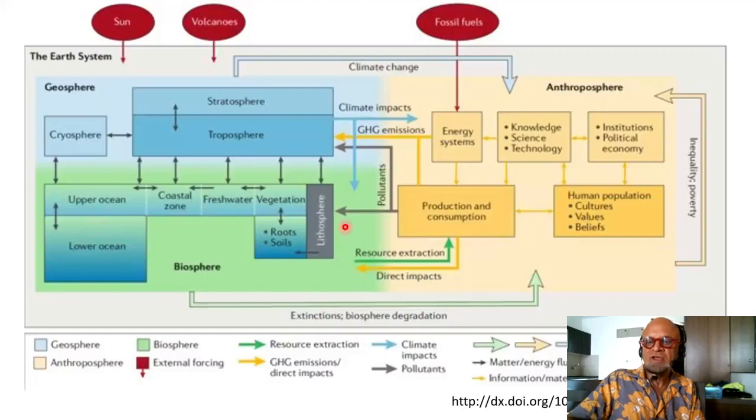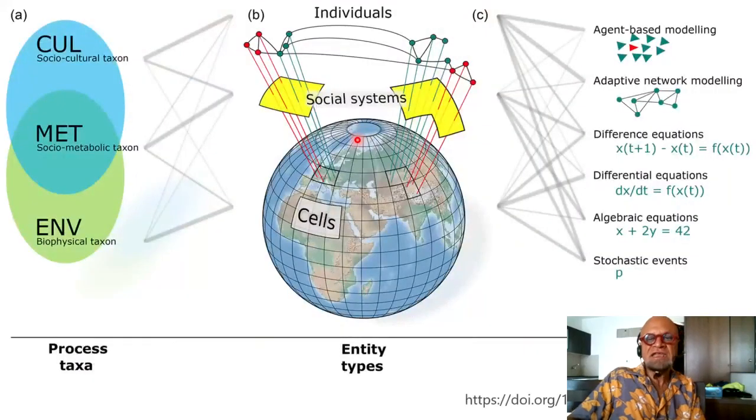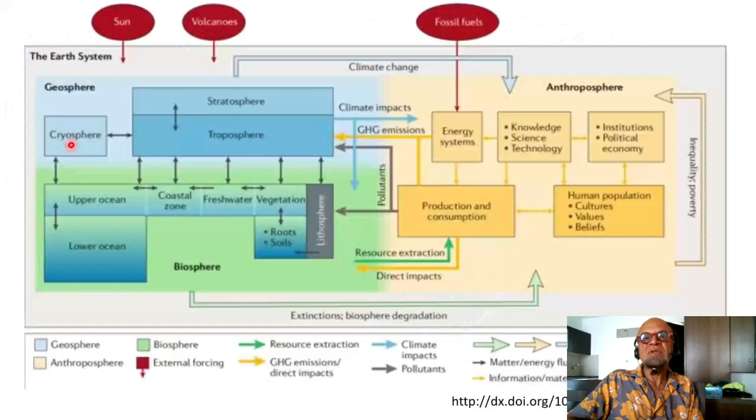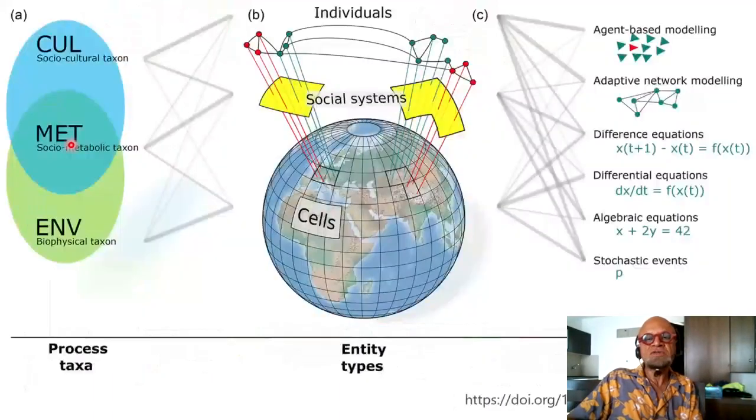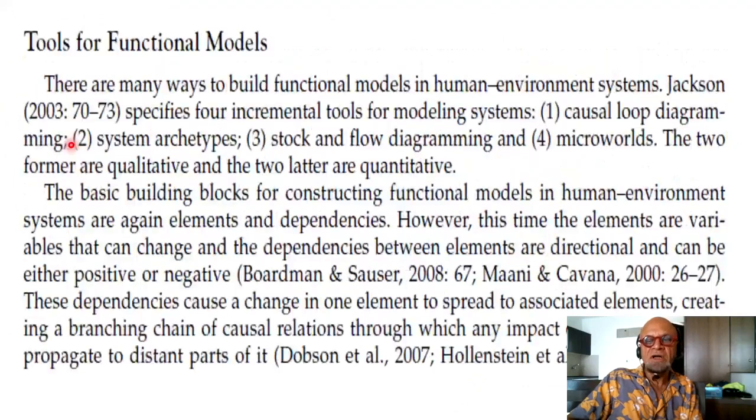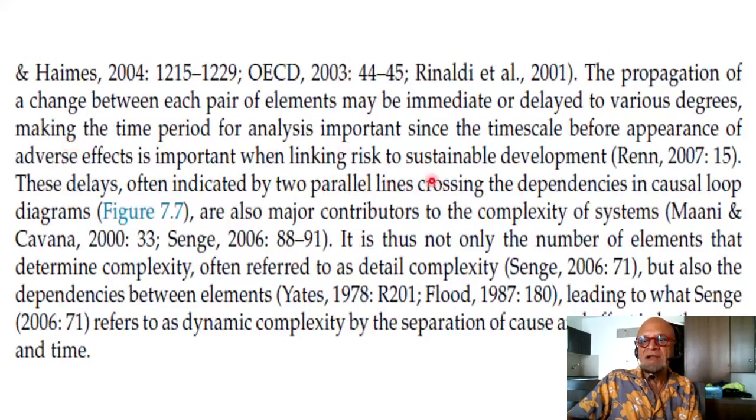Okay, so you know that human systems are moving fast in terms of consuming fossil fuels and energies and adding greenhouse gases and so on and so forth. So you get the sense that if you change cryosphere, for example, if you melt glaciers, sea level is rising globally, but that is distributed unevenly because of the circulation, the dynamics, and the wind changes and so on and so forth. So that's what is meant by saying they can be delayed impacts, and they can be far and not just local. Okay, so these delays often indicated by two parallel lines crossing the dependencies in causal loop diagrams.